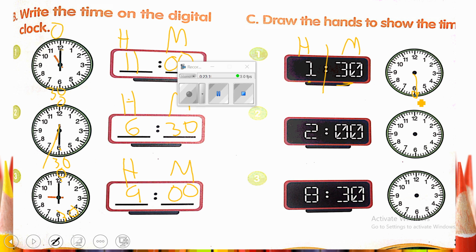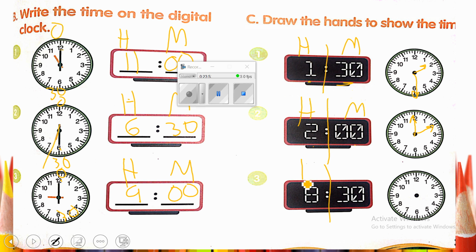Now 1 o'clock. No, it's not 1 o'clock. It's 1:30. So it's between 1 and 2. Remember, the hour hand is moving. Now I make a line. HM. 2 hours and 0 minutes. Let's draw the minutes. Minutes on 0, which number? Perfect, 12. And 2 hours exactly on 2.